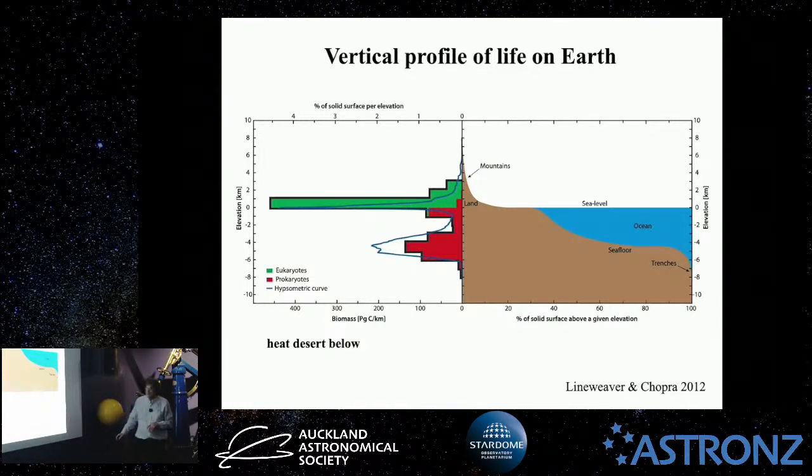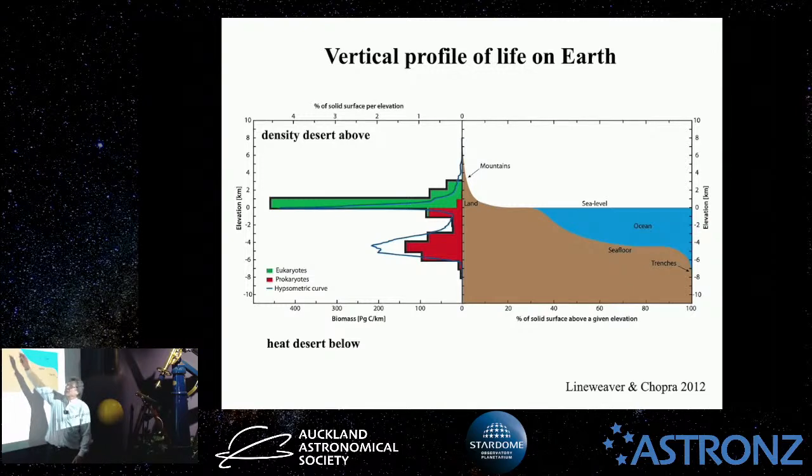So we have a heat desert from here on all the way to the center, and then we have a density desert above, because then you're running out of atmosphere. You have a very exponential atmosphere. The density is getting less and less as you go up higher.